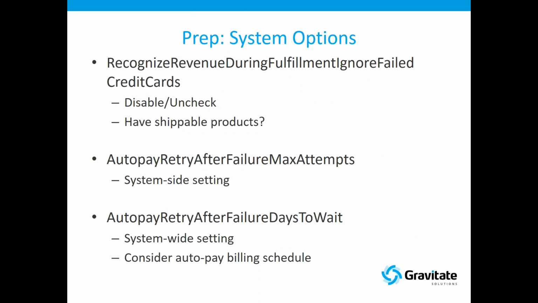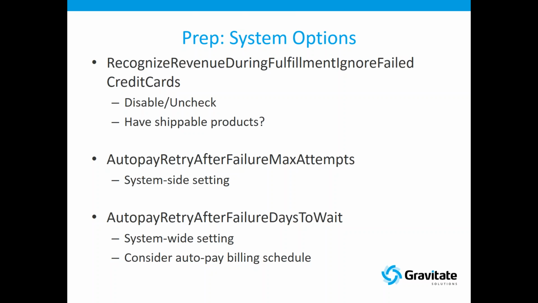So we had our setups on that side. Another prep before we even really get started is looking at some of our system options. So our very first one is really powerful. It's called the Recognize Revenue During Fulfillment Ignored Failed Credit Cards. Quite possibly one of the longest ones too.